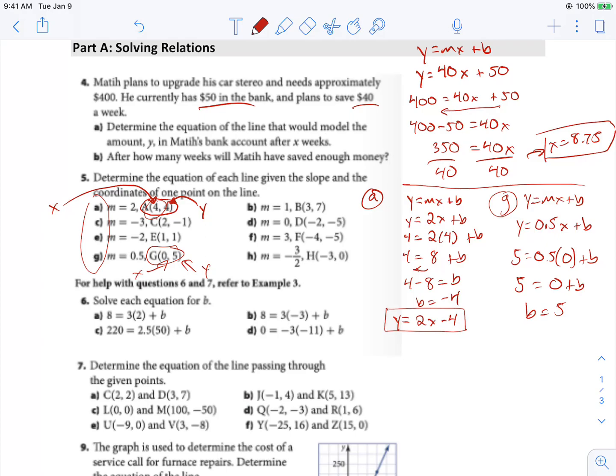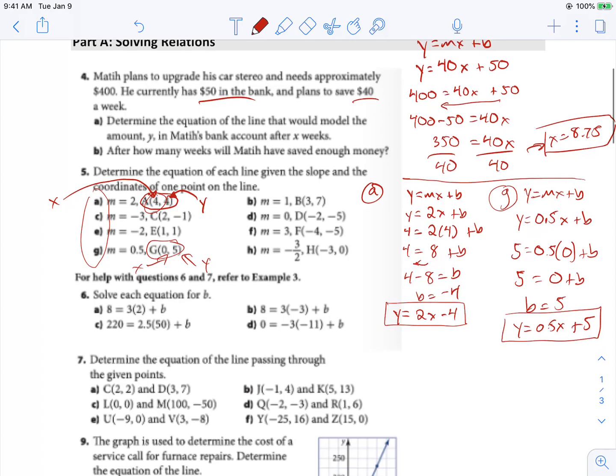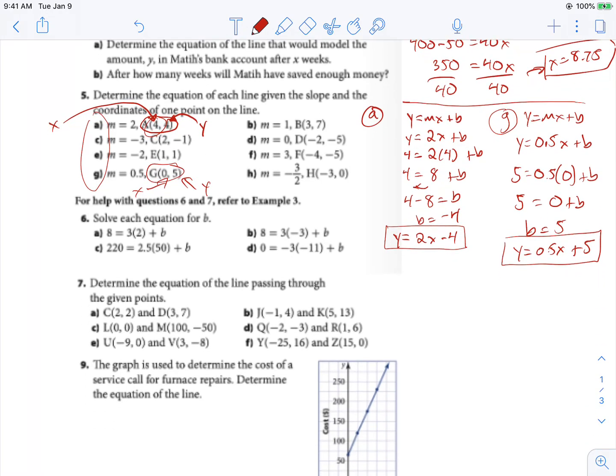We don't have to do any work. So our final equation here would be 0.5x plus 5 for that. Okay? Perfect. So let's move on to 6.